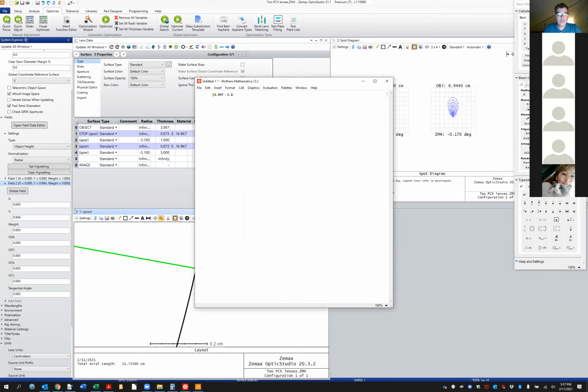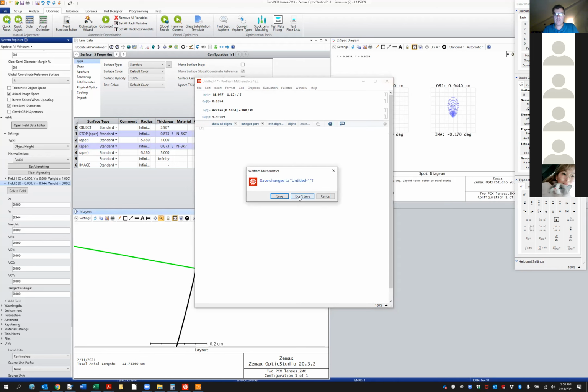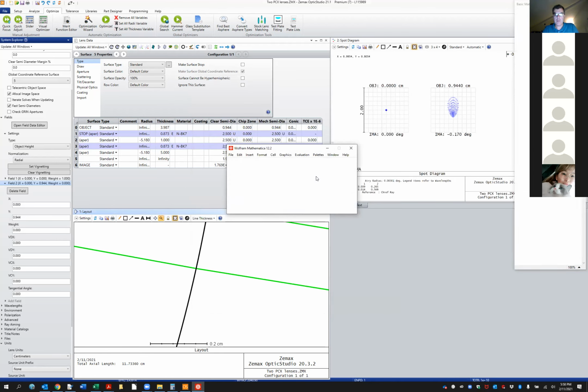1.947 minus 1.12 divided by 5. Arctan of 0.1654 times 180/pi. So that was in radians. Okay, much closer. I'm happy. I'm not going to try to squeeze out those last decimal places.